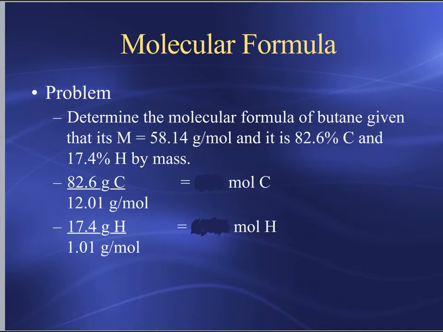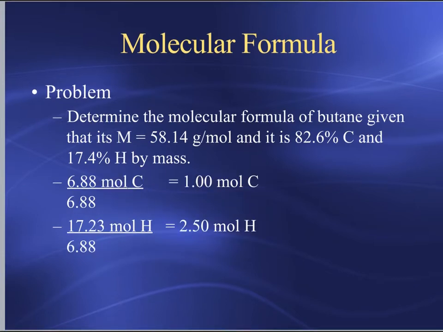Now we're going to turn grams into moles. So we're going to take the 82.6 grams of carbon, divide by the 12.01, and we get 6.88, right? Remember, we can turn the percentages into grams because we are assuming 100 grams of the compound. And the second one, 17.4 divided by 1.01 is, let's see here, 17.23 moles of hydrogen.